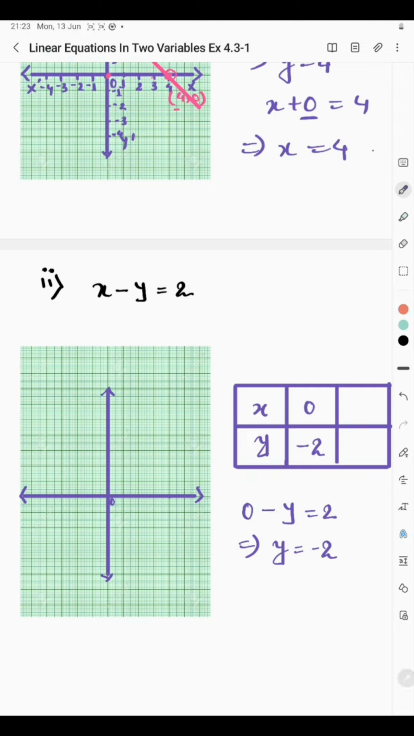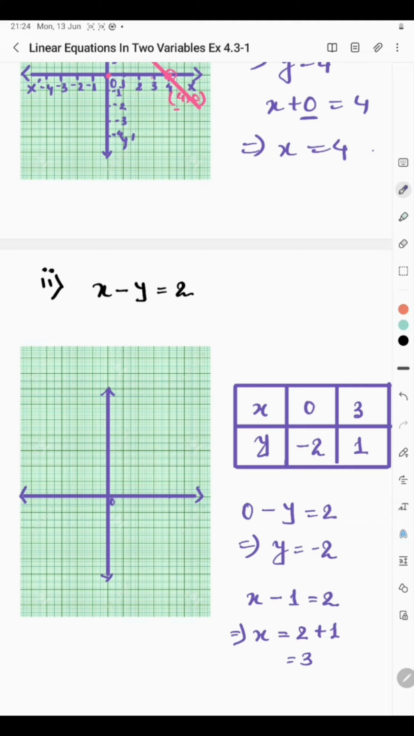Now let us consider the value of y, say 1. Now if the value of y is 1, then x minus 1 is equal to 2. So the value of x will be 2 plus 1, which is 3. So the value of x is 3. So the next solution of this equation is (3, 1).